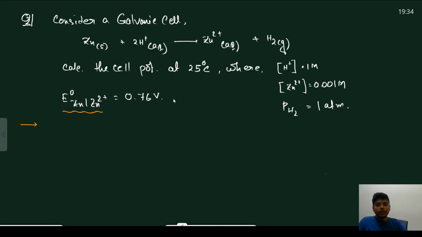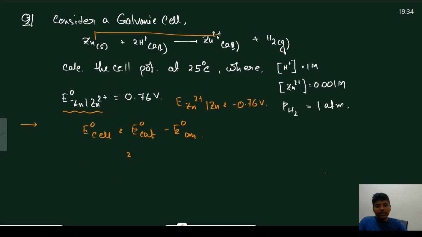So what is the reduction potential? E naught of zinc 2 plus to zinc, the reduction potential is minus 0.76 volt. Yes or no? So what is the E cell? E naught cell value is equal to, we know, E naught of cathode minus E naught of anode. Yes or no? What is cathode? What is anode? That you need to understand first.